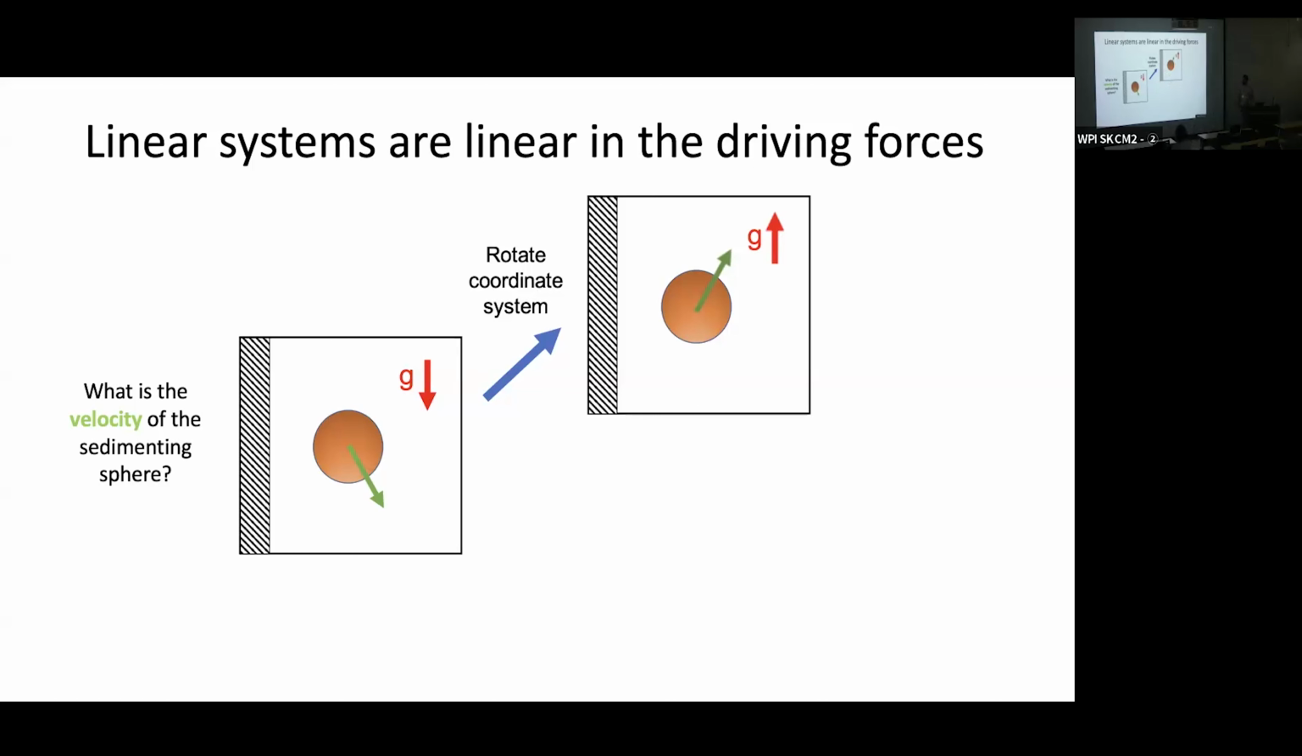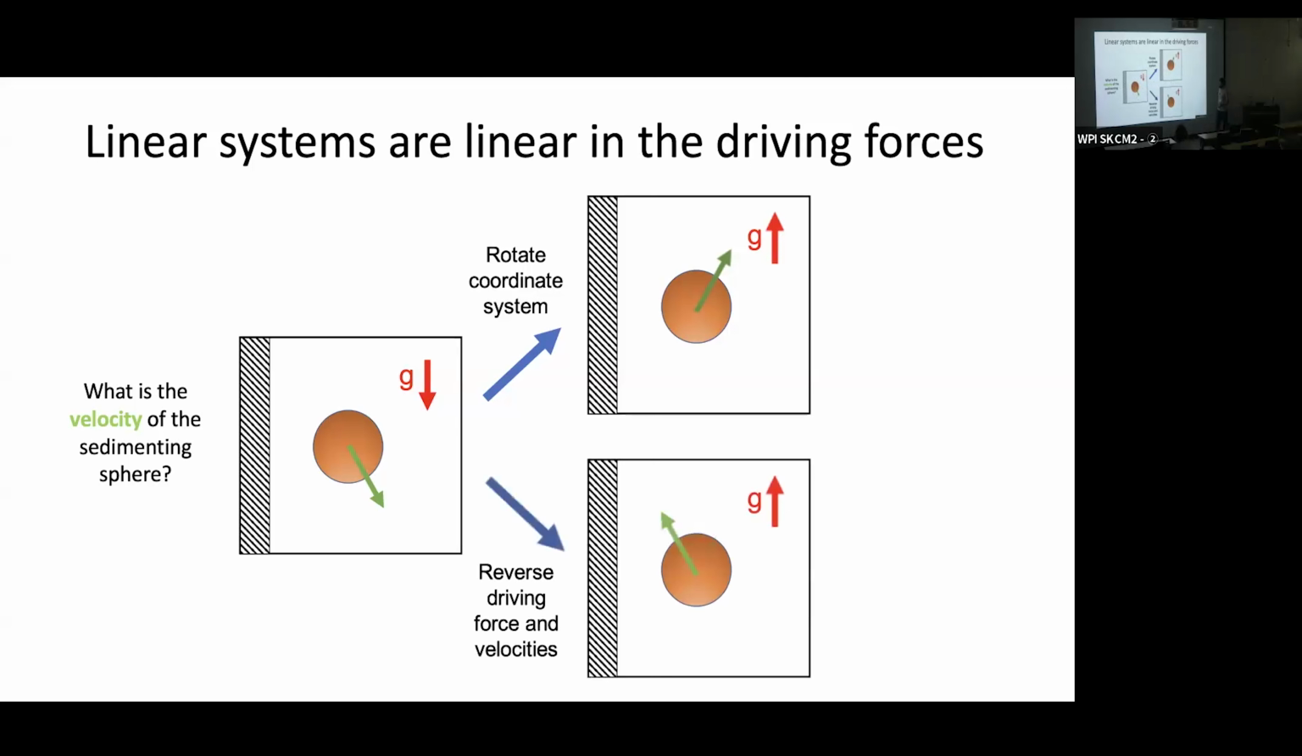Now I'm going to exploit linearity. I'm going to say if I were somehow able to reverse gravity, the response of the system, which is linear in the generalized driving forces, should also reverse. So if I were able to reverse gravity, the green arrow would reverse. It would pick up a negative sign. And now I've obtained this picture. And you look at those two pictures, which were both legitimately obtained, and you say, how can I reconcile these? The only way I can reconcile them is if there's zero wall normal component of the velocity. So we conclude that the sphere will fall straight down, no drift towards the wall, no drift away from the wall.